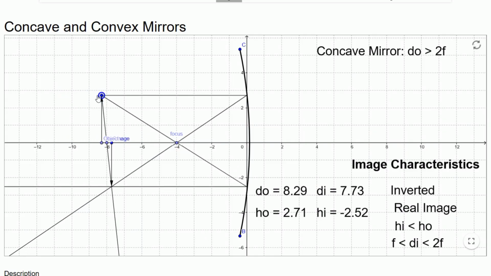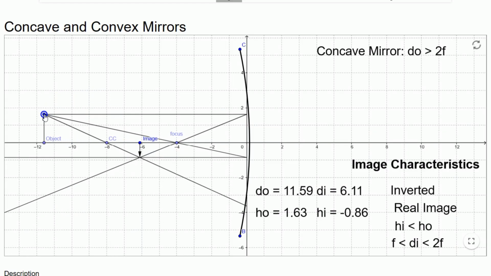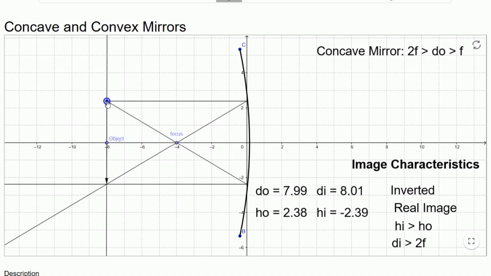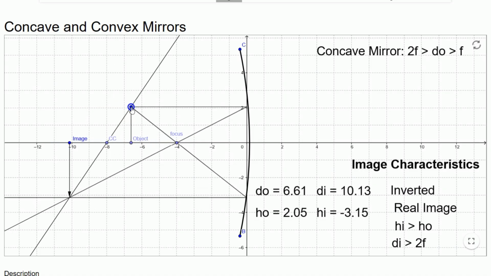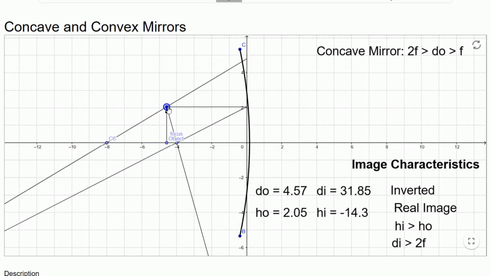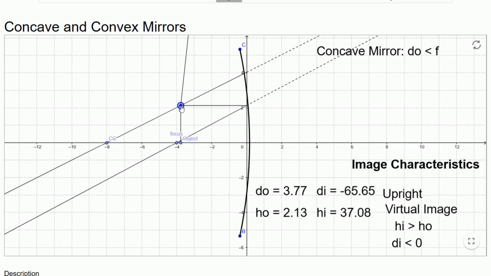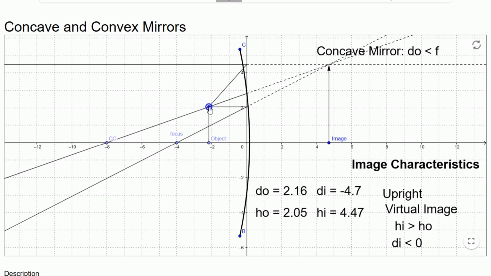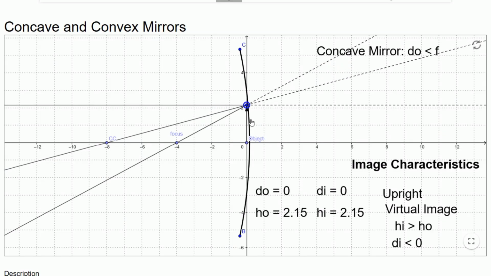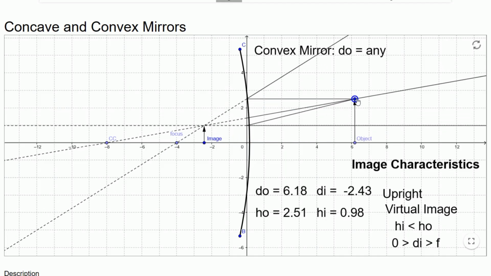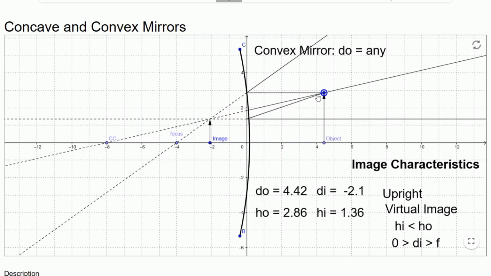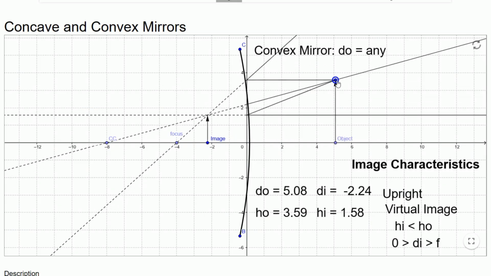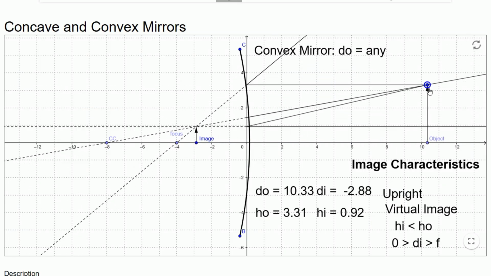Again, if beyond the center of curvature, the image is minified. If on the C, the image is at C. If between the C and the focal point, the image is magnified. At the focal point, no image. Between the focal point and the vertex, the image is behind the mirror, meaning it is virtual and upright. If on the V, it is equal, 0. And for the convex mirror, our image is always virtual and upright and smaller than the object.